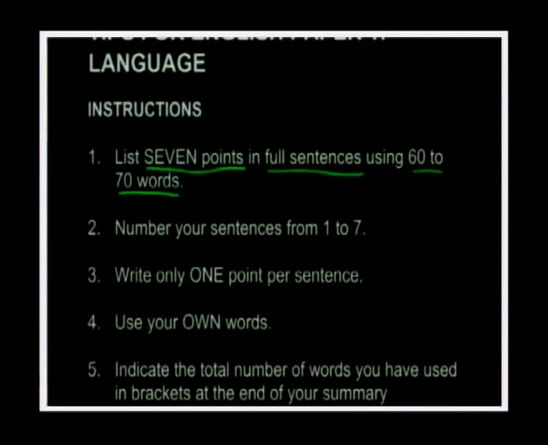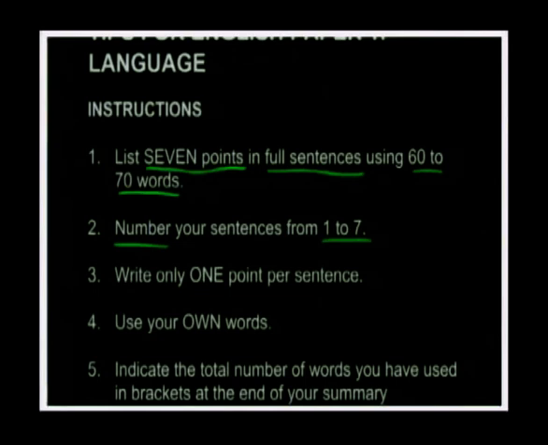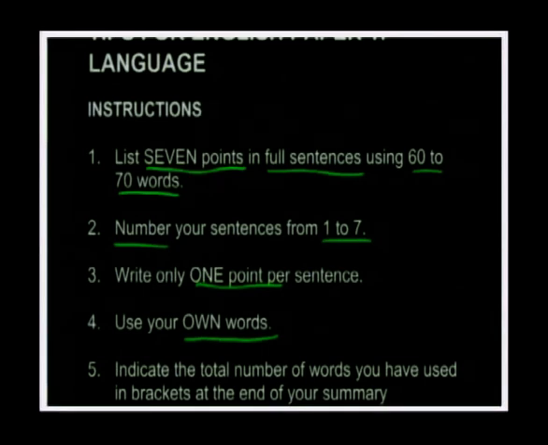Now, you are asked to number, and please do so if you are asked to number. Number your sentences from 1 to 7. The third point here is write only 1 point per sentence. Just 1 point. If you've got 2 points, that can become another sentence. As I've also told you earlier on, use your own words. Examiners need to see that you've understood the passage, so you need to use your own words. Also at the end, you've got to indicate the total number of words you have used in brackets at the end of your summary. That is essential.